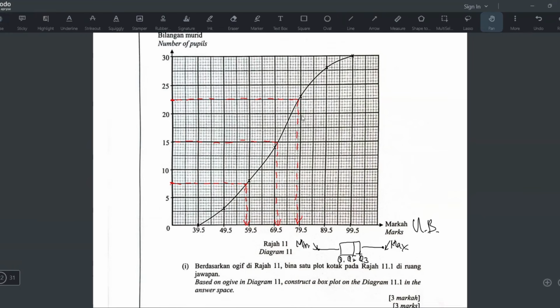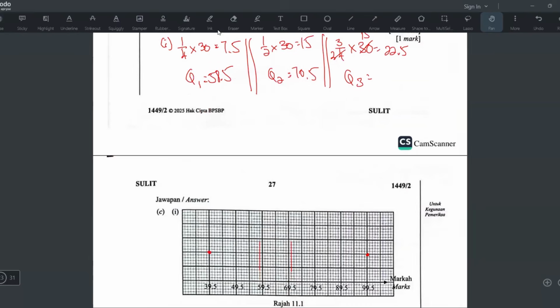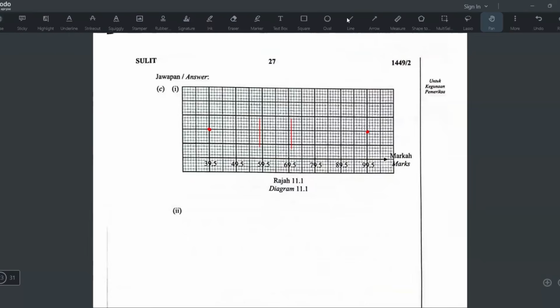So it's 79.5 minus 1 box, which is 78.5. With that, we can complete our box plot now. 78.5 is literally here. Now you can join all the lines and you will get the box plot. All right, so it looks like this. Okay, done.